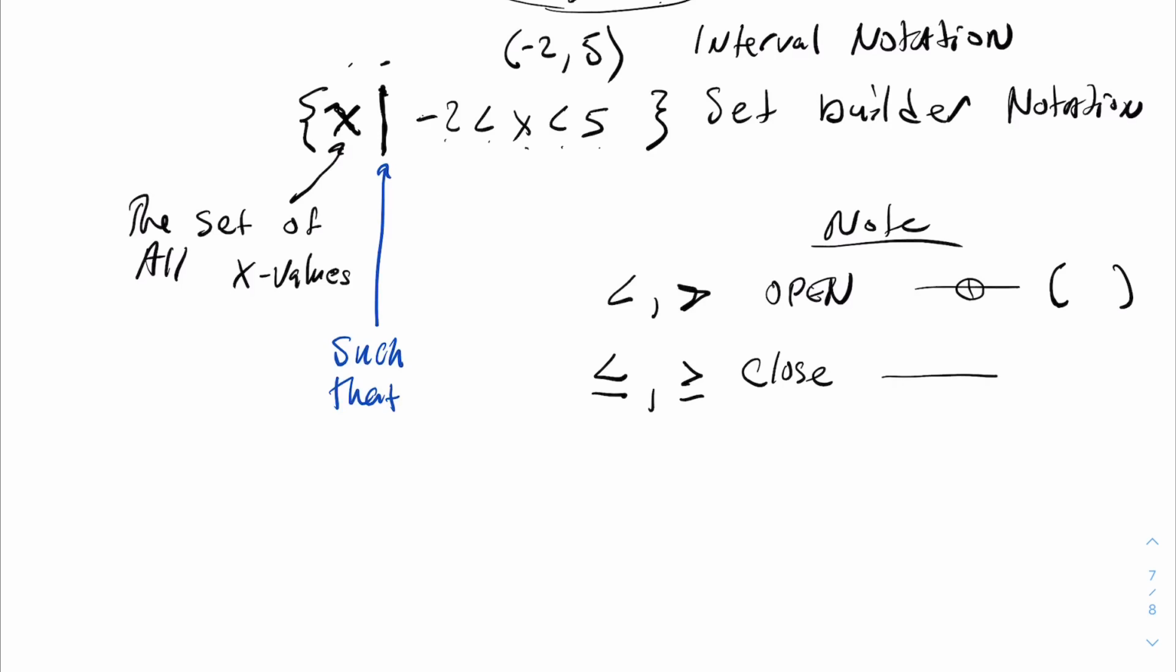And in the past, maybe in previous math classes, they may have shown equal to by making that endpoint a solid dot. And in interval notation, we use brackets to show inclusive or closed.